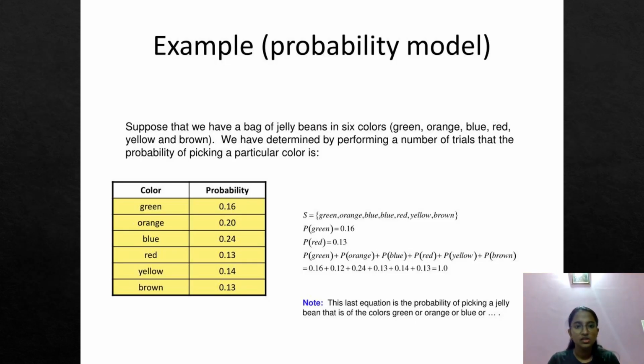One more example, you can go through this, where you have a bag of jelly beans in six colors, that is green, orange, blue, red, yellow, and brown. It is somewhat similar to the marble question. But here we have determined by performing a number of trials the probability of picking a particular color. There we had two blues and one red, or two reds and one blue. So here it can be any color. You can pick any color. You don't know which color you're going to pick. So that probability is found here.